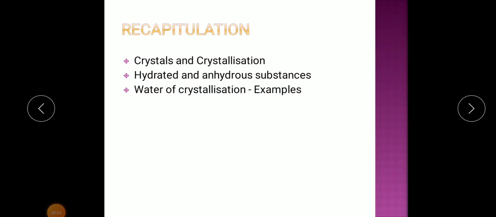In our last class, we discussed these topics: crystals and crystallization. We have also seen how we can obtain crystals. Then we discussed hydrated and anhydrous substances along with examples. Then lastly we discussed water of crystallization, and we have seen the example of salts which contain water of crystallization. So this was our last topic.